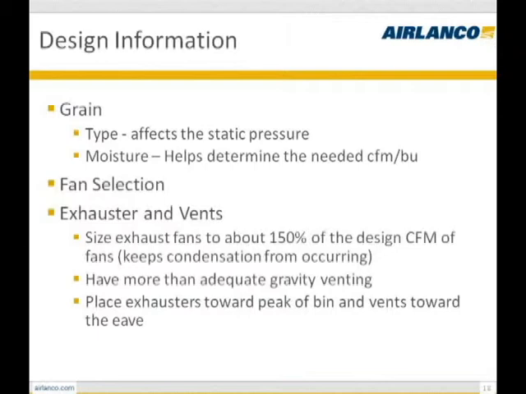Exhausters and vents: like I mentioned earlier, you want to size your fans at about 100% to 150% of the design CFM. You want to actually have more than adequate gravity venting. As I mentioned last week, this is really important: place your exhausters at the peak, the highest you can get, toward the peak of the roof. You want to put your vents around the outside edge, so you end up with a sweeping action that keeps moisture off the bottom of the roof trusses.